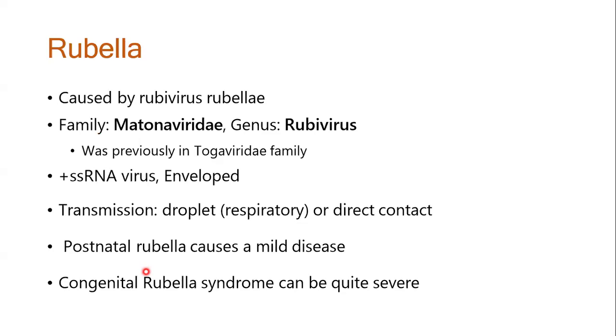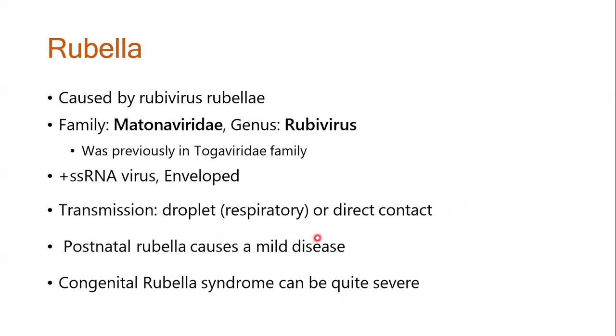Rubella, as I had said, is also known as the German measles. Okay, ideally from Germany. So it is caused by Rubivirus rubellae, family Matonaviridae, genus Rubivirus. It was previously in the Togaviridae family, but it was changed to Matonaviridae. It is a positive single-stranded RNA virus, and it is enveloped. Transmission is usually droplet or direct contact.